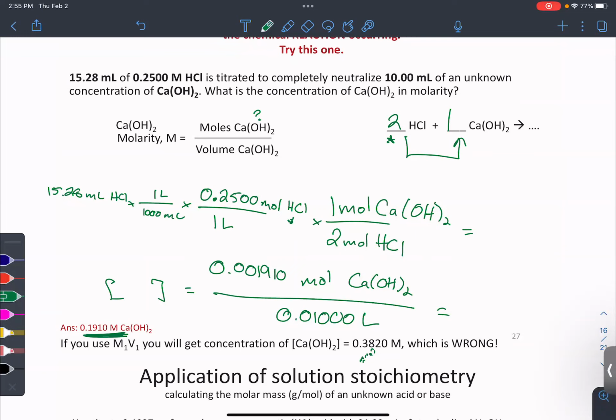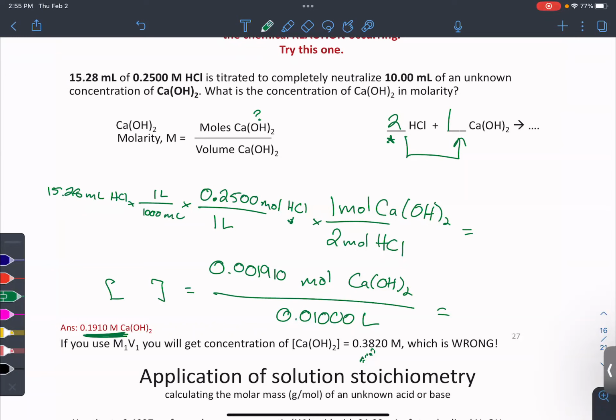Also, M1V1 is for dilutions. Dilution is a physical change. Neutralizations are a chemical change. So that equation should not be used for both instances. So promise me you will not use M1V1 for titrations. Promise me. Because if you're sitting there thinking, I'll just, whatever, Dr. N, I'll just divide my answer by 2. Well, what if you don't divide by 2? What if you have to multiply by 2?